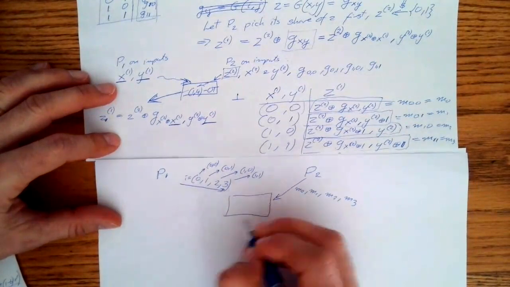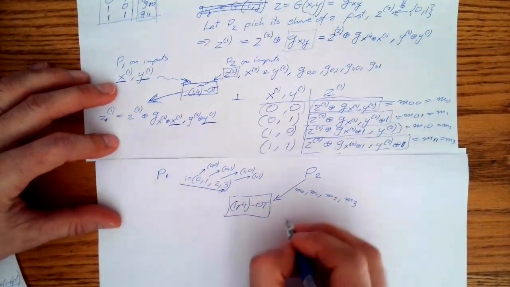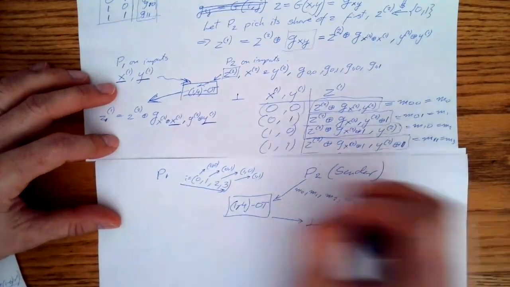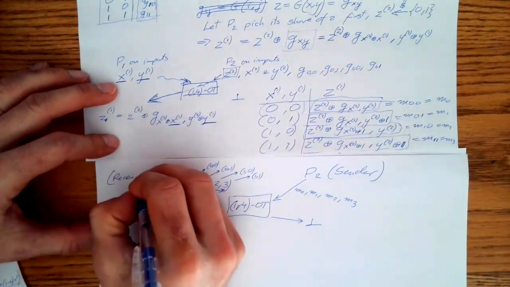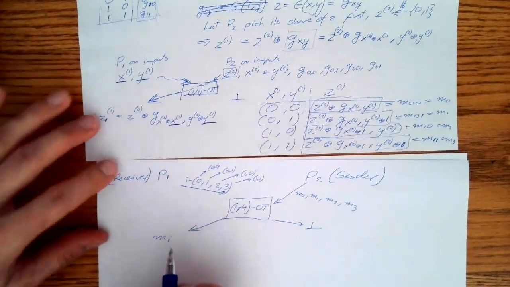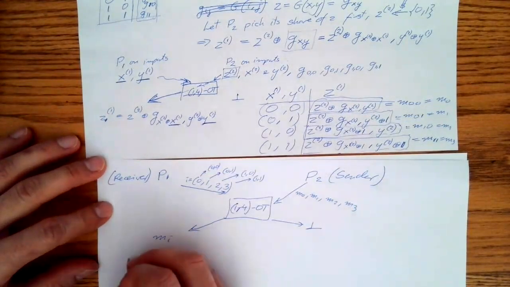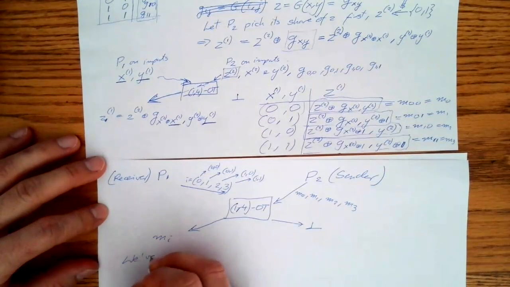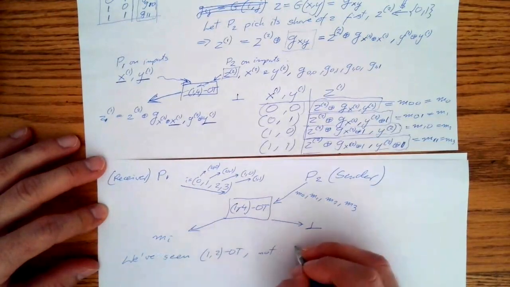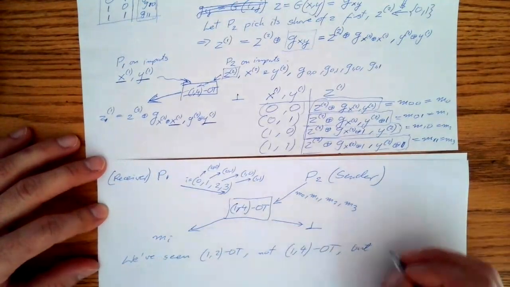And the one out of four OT gives nothing to the sender. So this is an OT sender. This is the OT receiver. And it should get MI, to P1. And we are done, except that we've seen one out of two OT, not one out of four OT, okay.